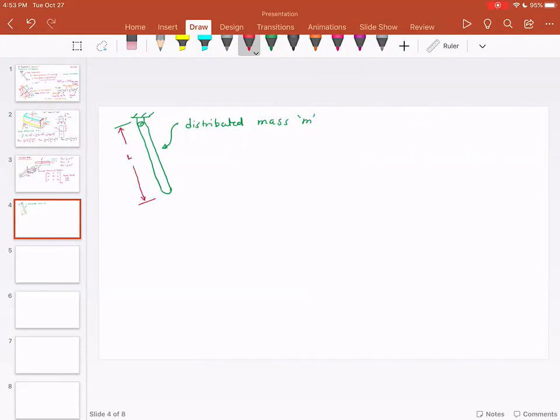And let's try to derive the equations of motion. So first and foremost, where would be the centroid in the case of a slender rod? The centroid is obviously going to be at this distance, which is L by 2. This distance is L by 2. And let's try to write the expression for kinetic energy.